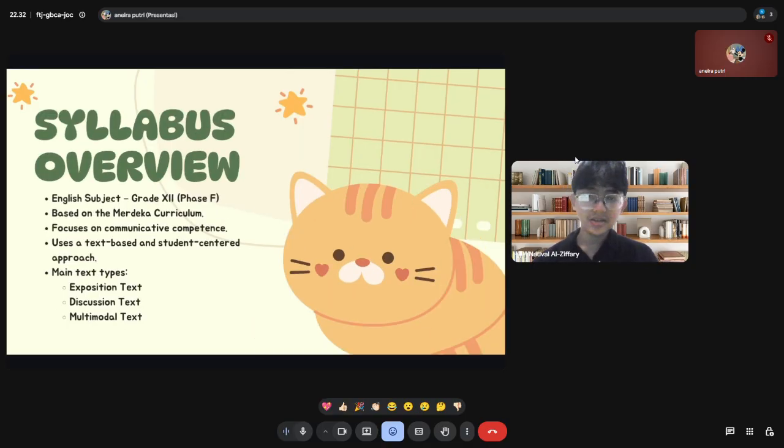The syllabus is based on the Merdeka curriculum and focused on developing students' communicative competence. Learning is carried out through a text-based and student-centered approach. In Fase F, students are expected to understand and produce various types of text, including exposition text, discussion text, and multimodal text. Through these texts, students are encouraged to think critically and express their ideas effectively.